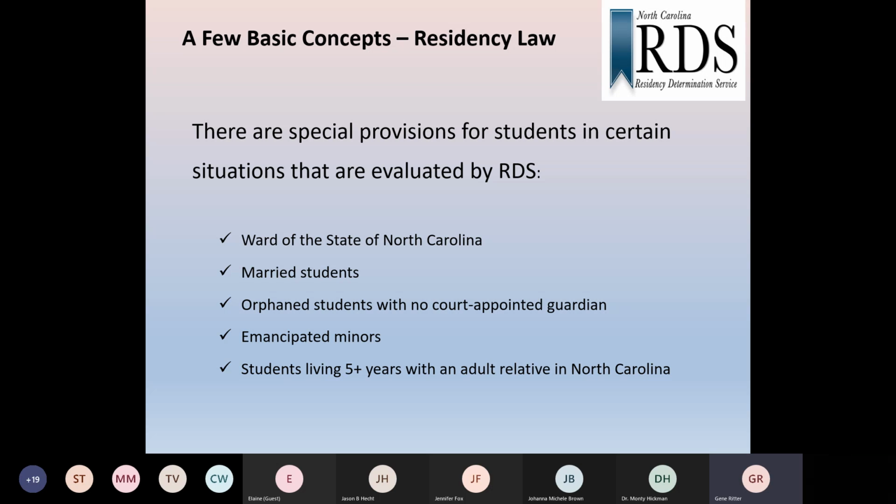There are a lot of special provisions carved into law, and RDS screens for this. If you're a ward of the state, in other words in foster care, if you're married, we're not going to look at a parent at that point. If they've been orphaned, emancipated minors. If someone's lived long-term with one or more adult relatives in North Carolina, we can use that even if the parents are in another state. Those are carved into law, and RDS screens for all of these things for you.